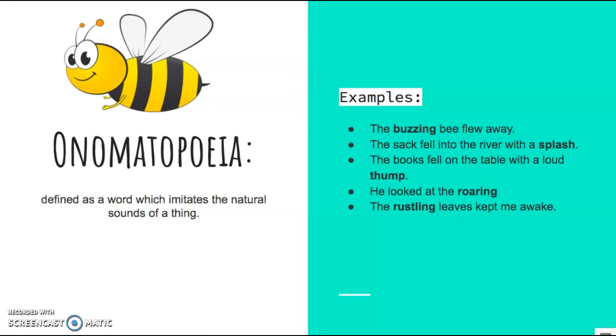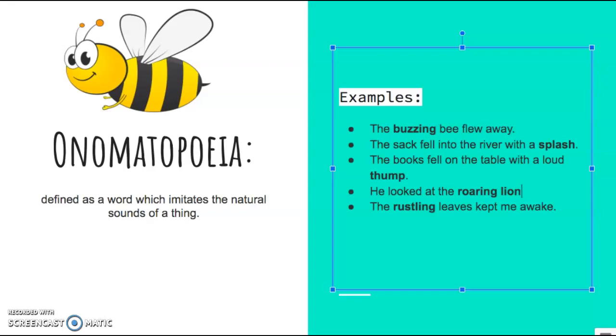The next one is onomatopoeia. This word means it's imitating the natural sound of something. So, the buzzing bee flew away. The sack fell into the river with a splash. The books fell on the table with a loud thump. He looked at the roaring lion. The rustling leaves kept me awake. So these are all examples of words that sound like the actual sound.